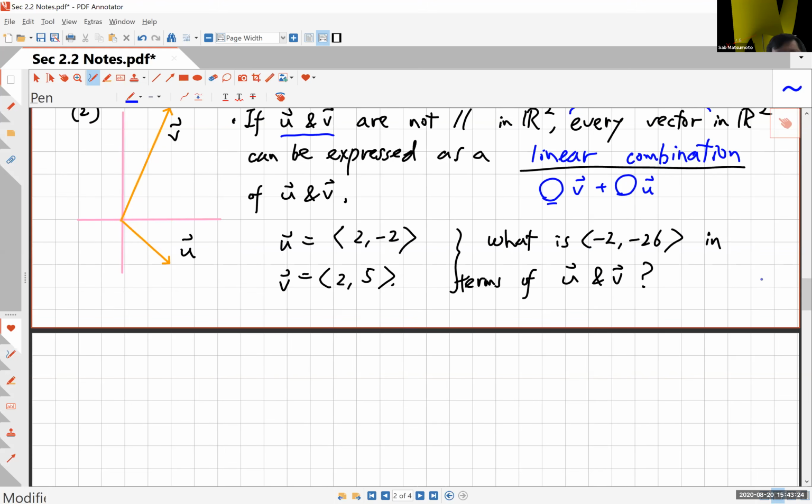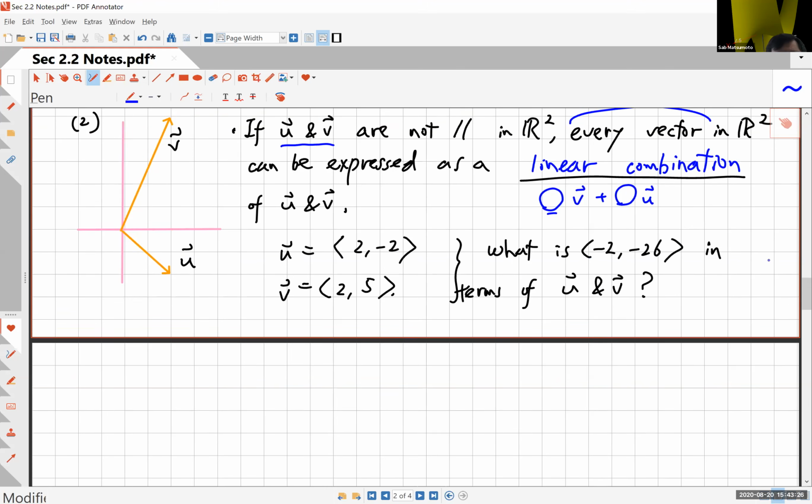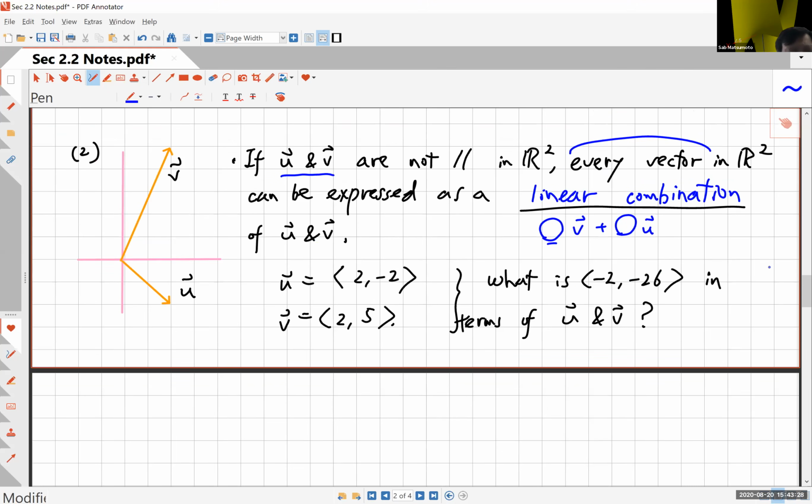Let's do this together. u is (2, -2). You can see that right here. And then v is (2, 5). So u and v are clearly not parallel, and that means they are linearly independent and they span R2. Those are technical language expressions from linear algebra, which you are not responsible for knowing for this class.